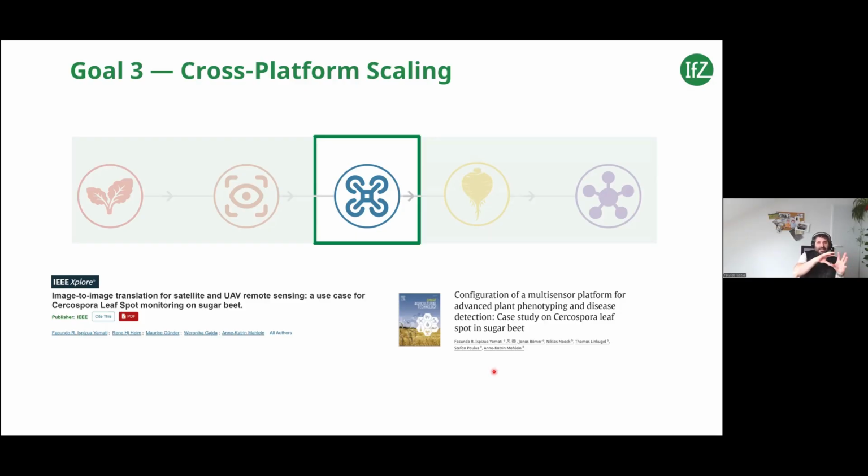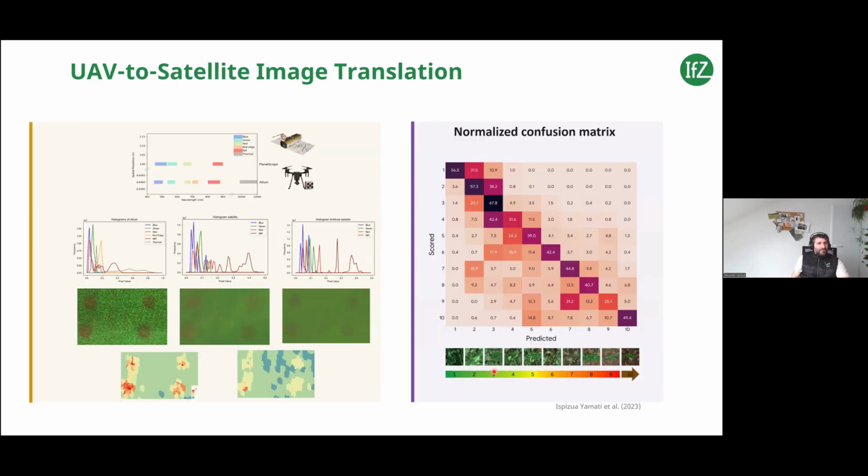Using, translating that to satellite scale, and the other one to our ground-based robot platform. In both cases, the core question is the same. On the left side, we can see the satellite point of view. The problem with the satellite is that they have different spatial resolution, but also the band resolution is different.